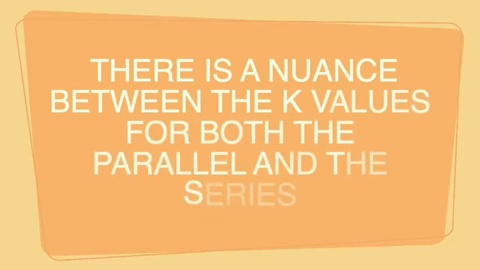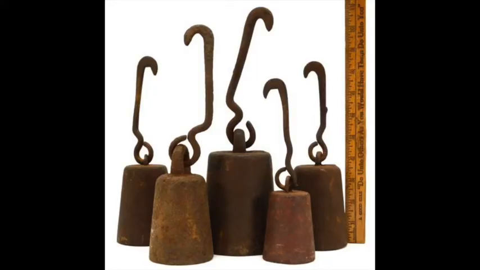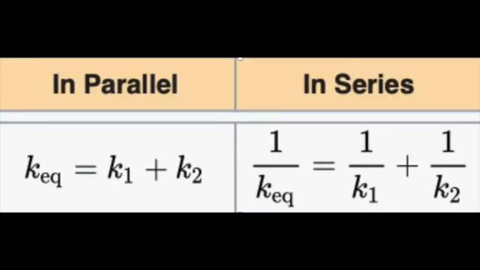And there is a nuance between the k values for both parallel and series, but both of them exist within a reasonable range, for which the percent error of the series is about 16 and the parallel is about 18. The difference can be accounted for by the rust on the hanging weight, but generally speaking, the actual data fits pretty well with the theoretical data, thereby proving the validity of Hooke's law and the law describing series and parallel springs.